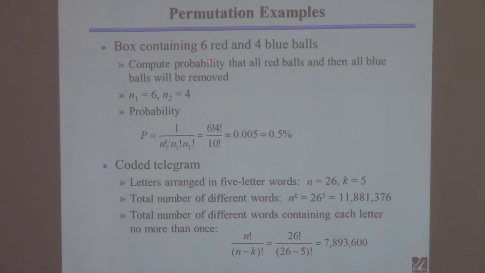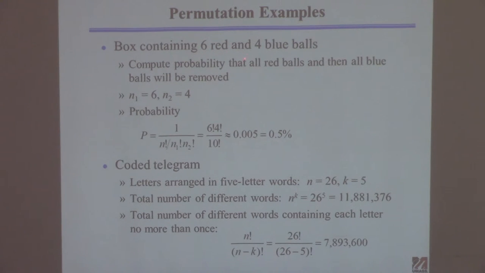All right, so I want to calculate the probability of the following occurring. What's the probability that I'll remove all the red balls first and then the blue balls later? So I'm sampling these balls, there's 10 of them. I want to know what's the likelihood that I'll remove all 6 first before I even touch a blue one. Your intuition should tell you it's not very likely, right? At least I hope that's what it tells you.